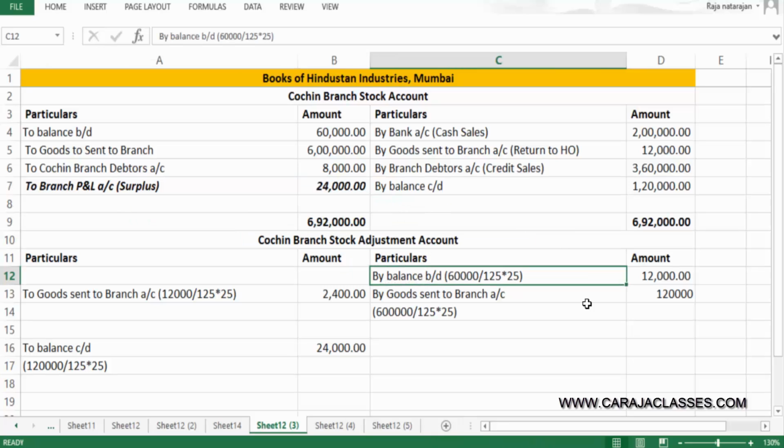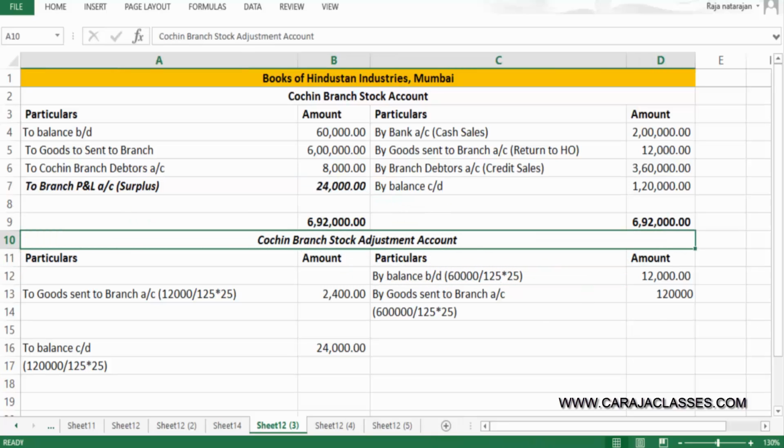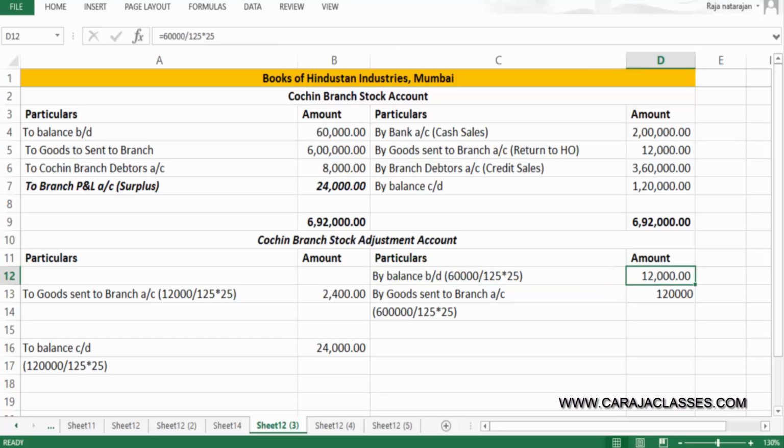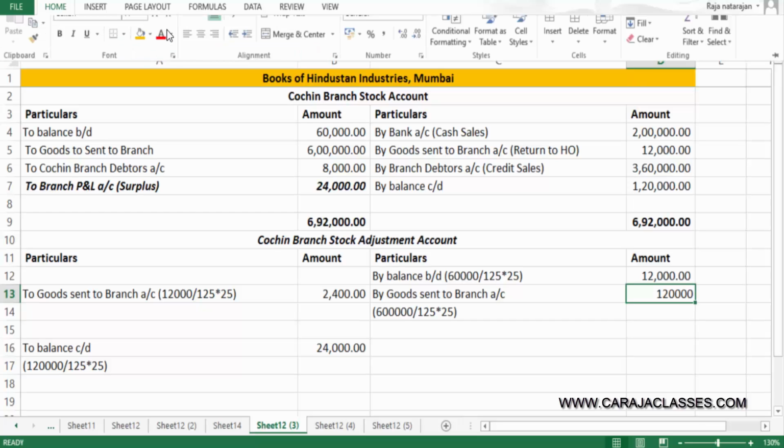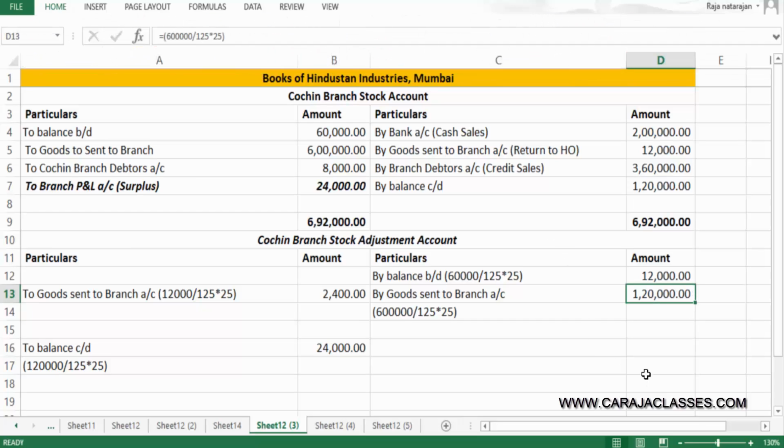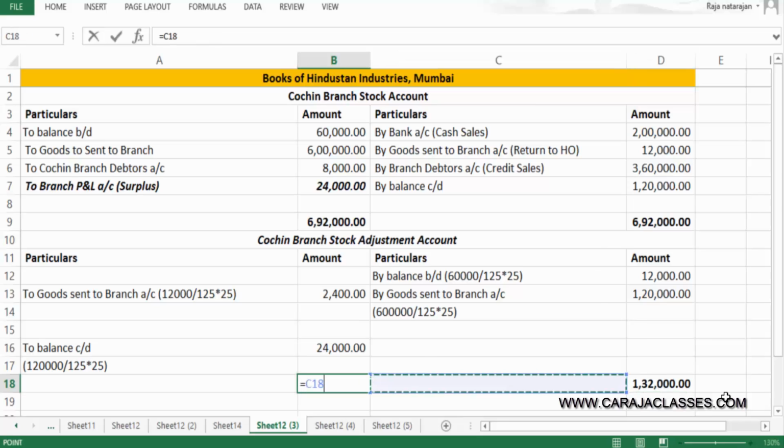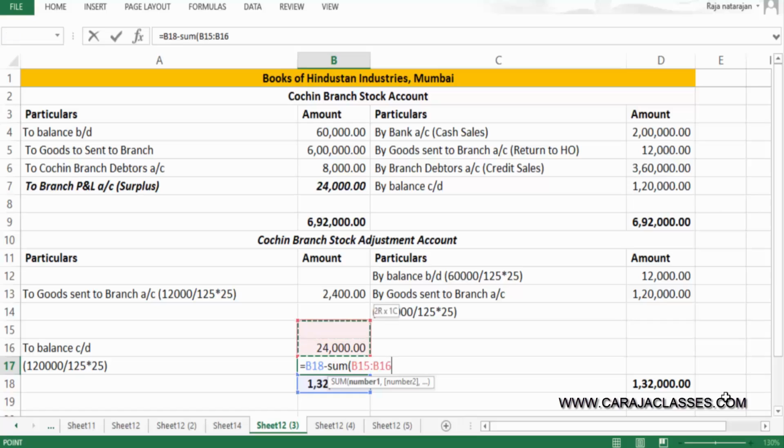Then comes your next account, branch stock adjustment account. We had an opening balance of 12,000, and then loading on goods into branch, which was 120,000. Let me just total this. So this is the total on credit, 132,000. On debit, it's lesser, so let me maintain this. And what we get here is 132 minus sum of these 2 items. So we get 105,600. Now what is this 105,600?